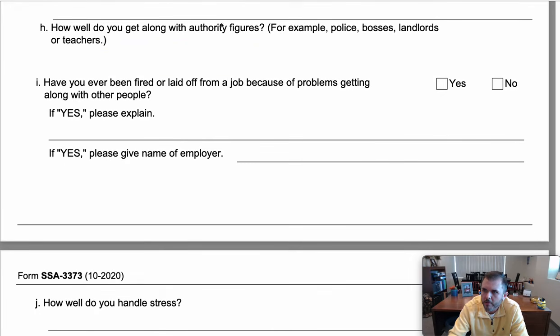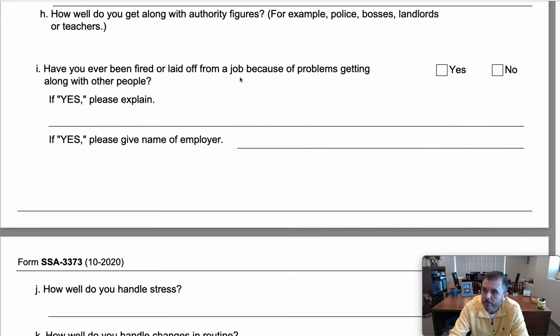How well do you get along with authority figures? What they're looking for here is the ability to deal with supervisors at work, because Social Security is going to want to try to find you work, not literally, but find you examples of jobs that you can do, and some of these may involve dealing with supervisors.